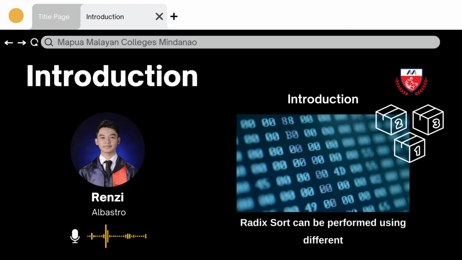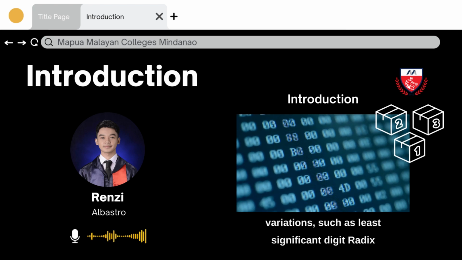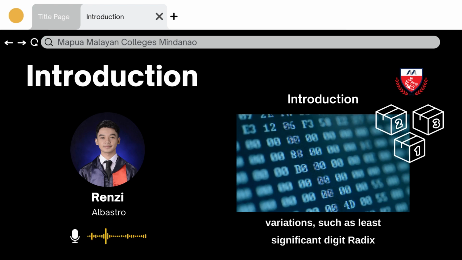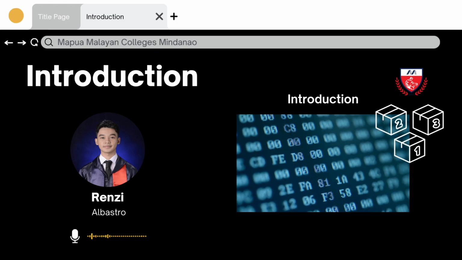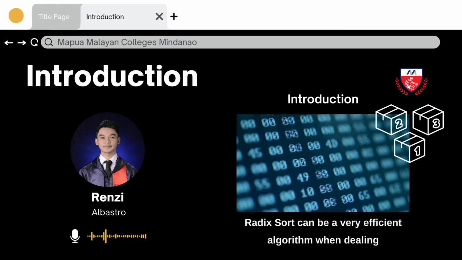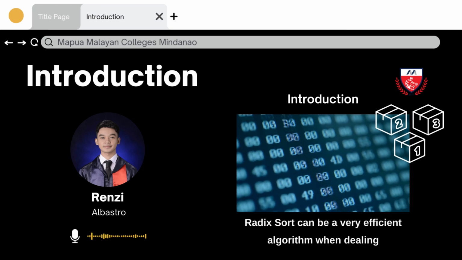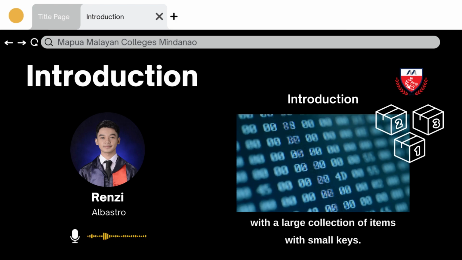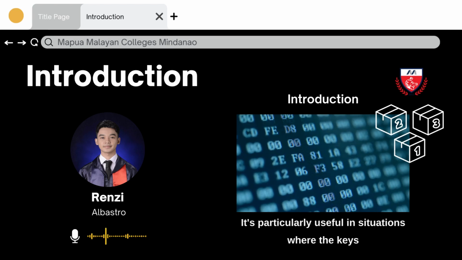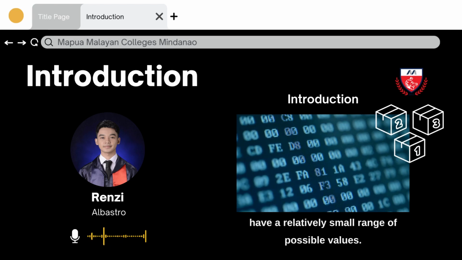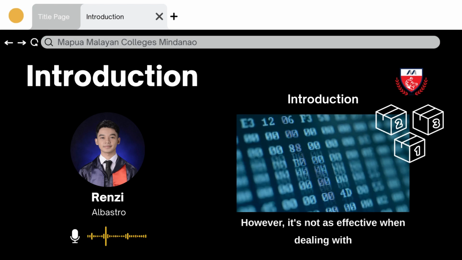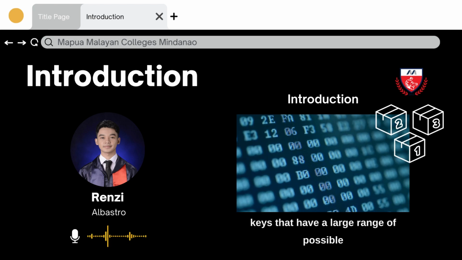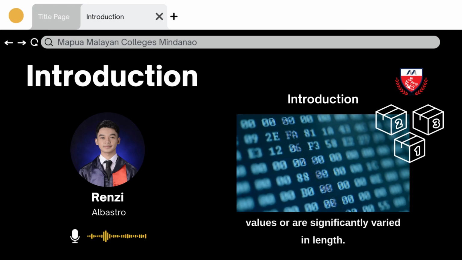Radix sort can be performed using different variations, such as least significant digit radix sort or most significant digit radix sort. Radix sort can be a very efficient algorithm when dealing with a large collection of items with small keys. It's particularly useful in situations where the keys have a relatively small range of possible values. However, it's not as effective when dealing with keys that have a large range of possible values or are significantly varied in length.